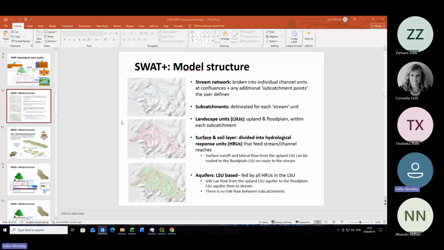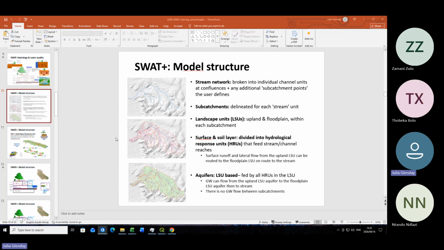I'll show some of the background model slides from another presentation very briefly to get our heads back into what we're going to talk about today. And then we'll jump into some of the nuts and bolts of the inputs in the uMngeni water model, or UUW model.